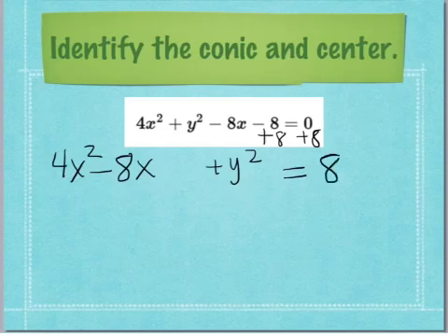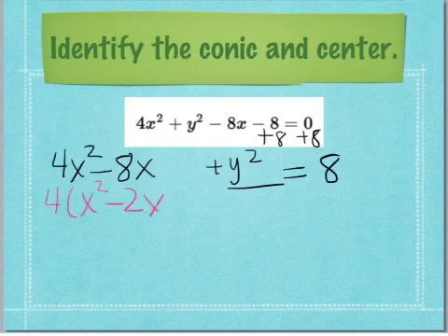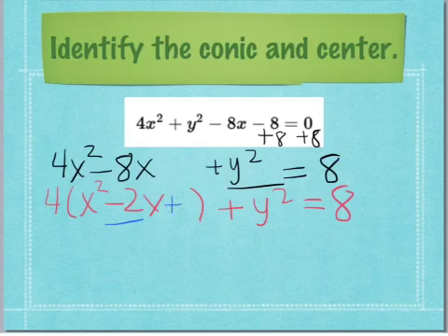Now because the y squared has no other y with it, we don't have to do any completing the square over here. That's already done. We only have to worry about the x part. So remember that we have to factor out that 4 because our a has to be 1 when we do completing the square. And then I take half of b and square it, so that's negative 1 squared is positive 1. And then I have to add something to the right hand side, and that's 4 times 1, which is positive 4.